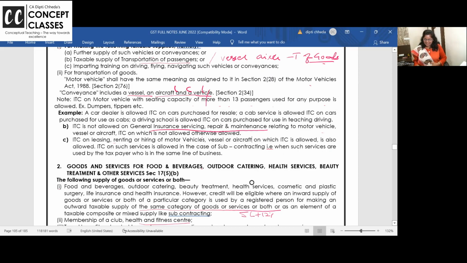Yes, here we go. You want me to revise once? 17.1 says business, non-business, only on business ITC allowed. Taxable, non-taxable, taxable plus zero rated ITC. This point is very beautiful for your MCQ. You can score marks if you're learning like this.